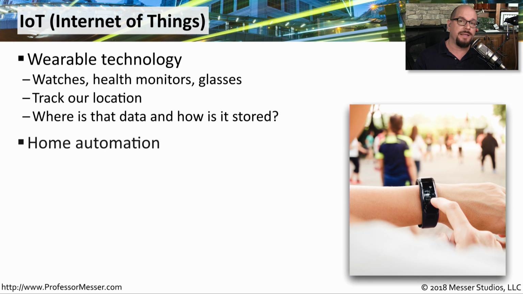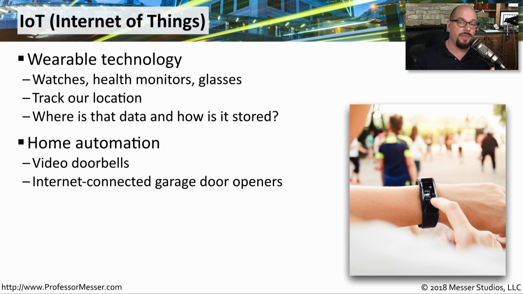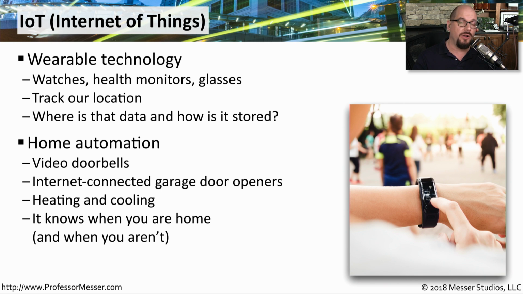We're also connecting a lot of home automation devices as well. Many people have video doorbells on their house that are connected over the internet, along with their garage door openers. You can control your heating and cooling from wherever you happen to be in the world, and all of these devices know when you're home and they know when you're not home.